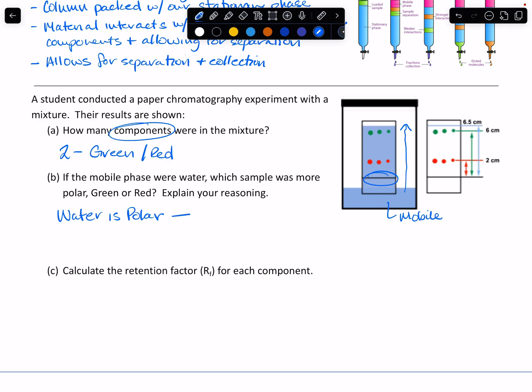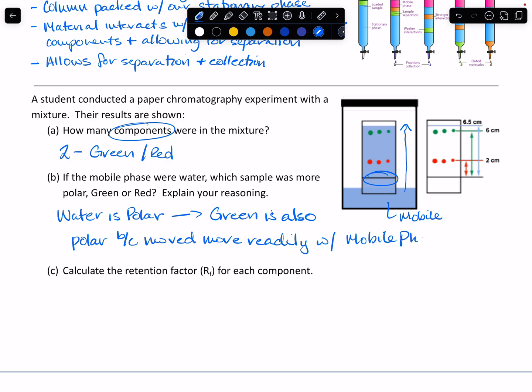So I'm going to say then that green is polar because it moved more readily with that mobile phase. And then calculate the retention factor for each.